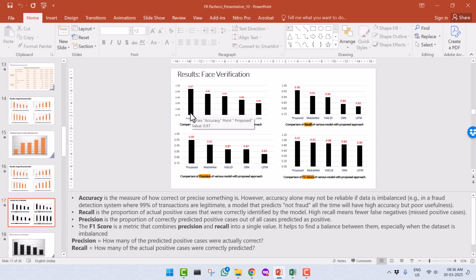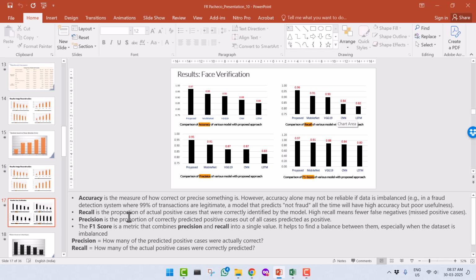However, it is not that great if we talk about imbalanced data sets, right? Like fraud detection, where 99% of transactions are legitimate, and hence the accuracy could be very high, but still it is not that important, right? So we need some other measures as well. To incorporate that, we have used recall and precision as well.